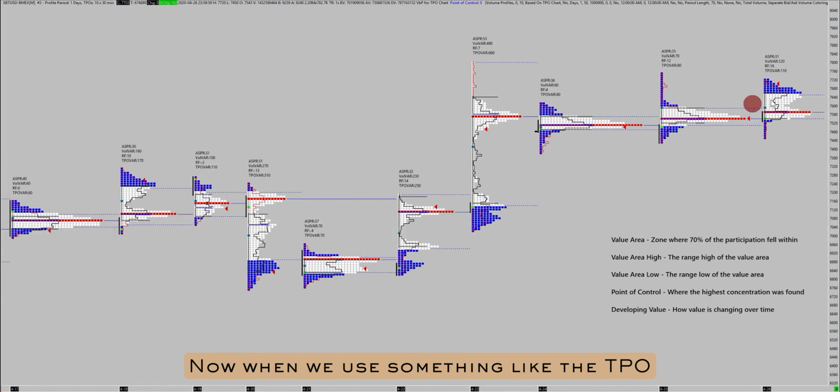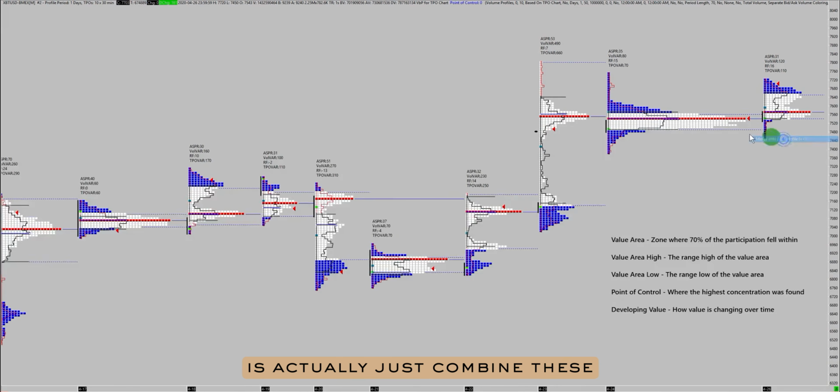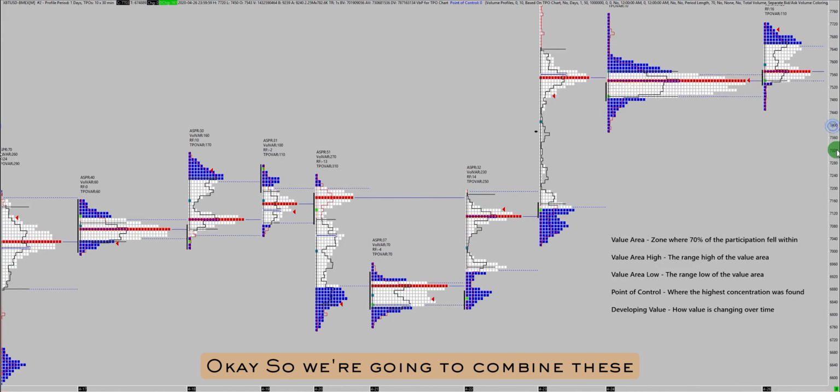When we use something like the TPO, what we can do is combine these, and see over time where value has been established. What we're looking for is where buyers and sellers are in agreement, because from there we can begin to designate the areas where we're going to look for responsive activity by the other side of the market when we roll into it.